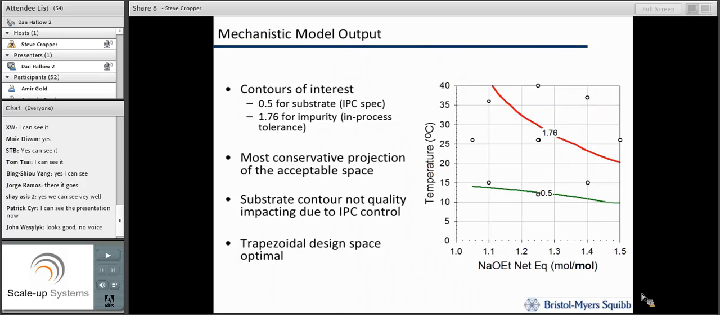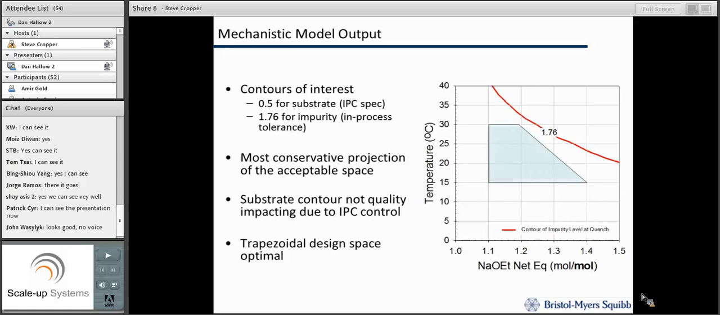And in the middle there is really where we want to operate, between the red and the green line. So one important thing to note here is that the substrate contour is not really quality impacting because we have this IPC control. So in terms of the design space presentation, we would only show it with the contour of the impurity level at the quench.